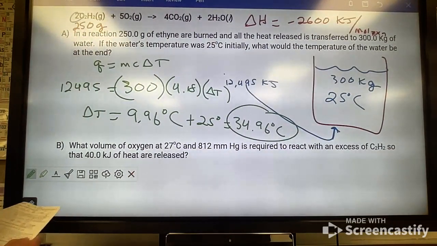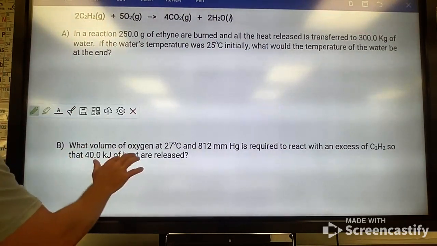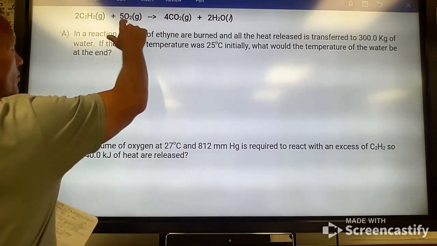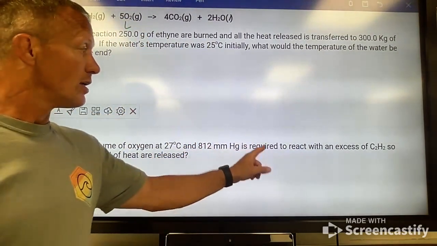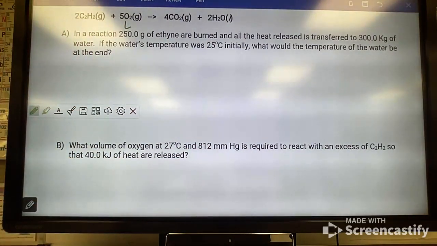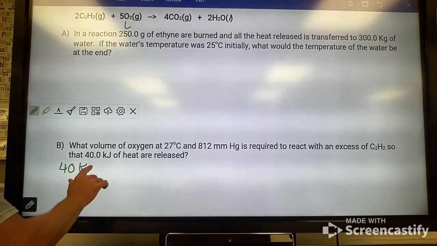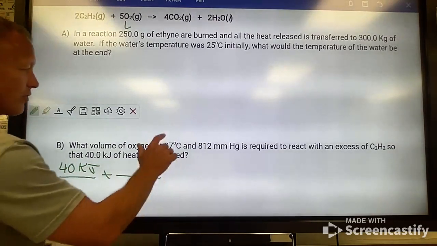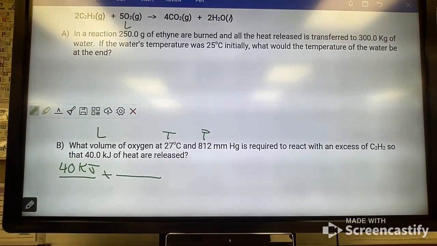All right. One more question I'll do on this one. What volume of oxygen at 27 degrees Celsius? We're trying to figure out liters of oxygen at 27 degrees Celsius, 820 millimeters of mercury, is required to react with an excess C2H2 so that 40 kilojoules of heat are released. Now, we know there's 40 kilojoules of heat released. We're trying to figure out volume of oxygen. We know temperature, we know pressure, trying to figure out liters, so we need to know moles of oxygen.